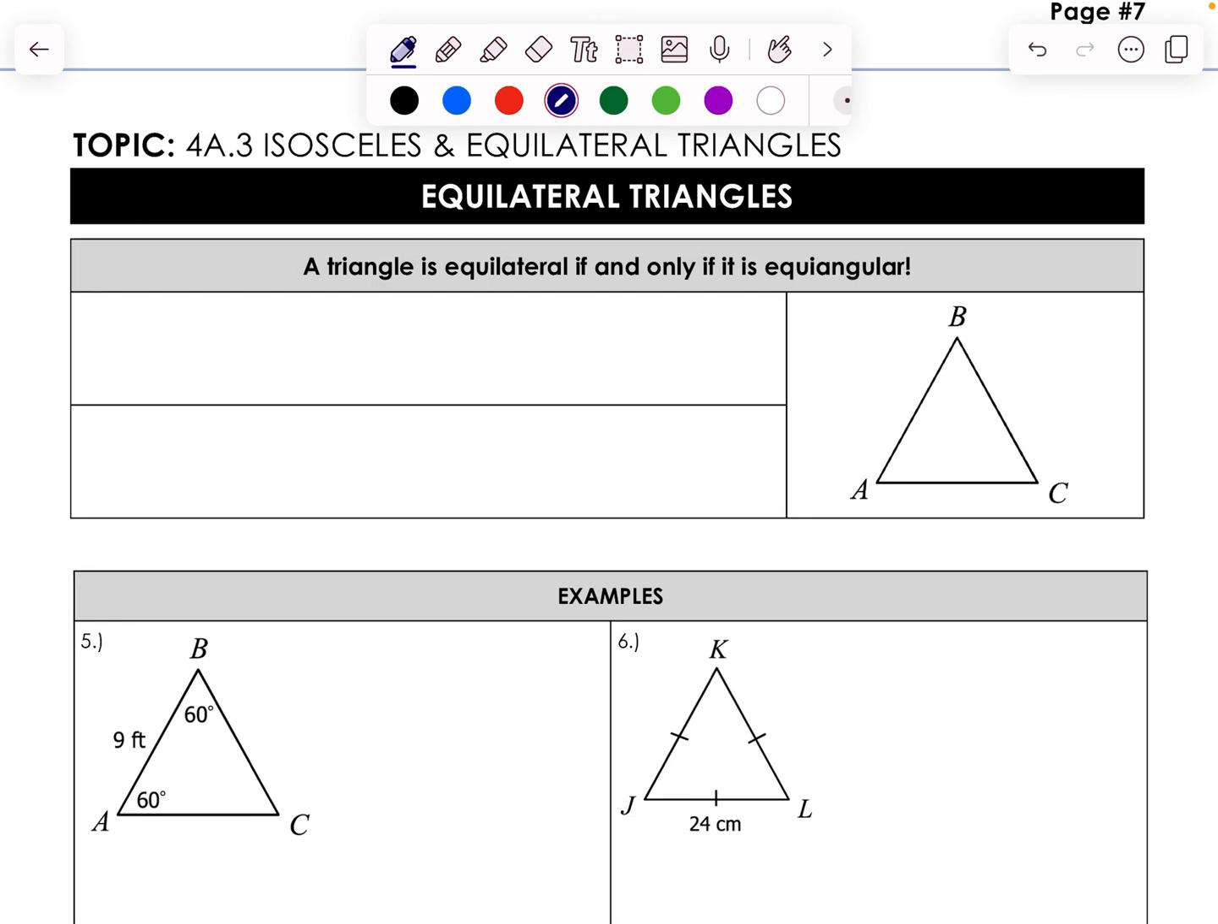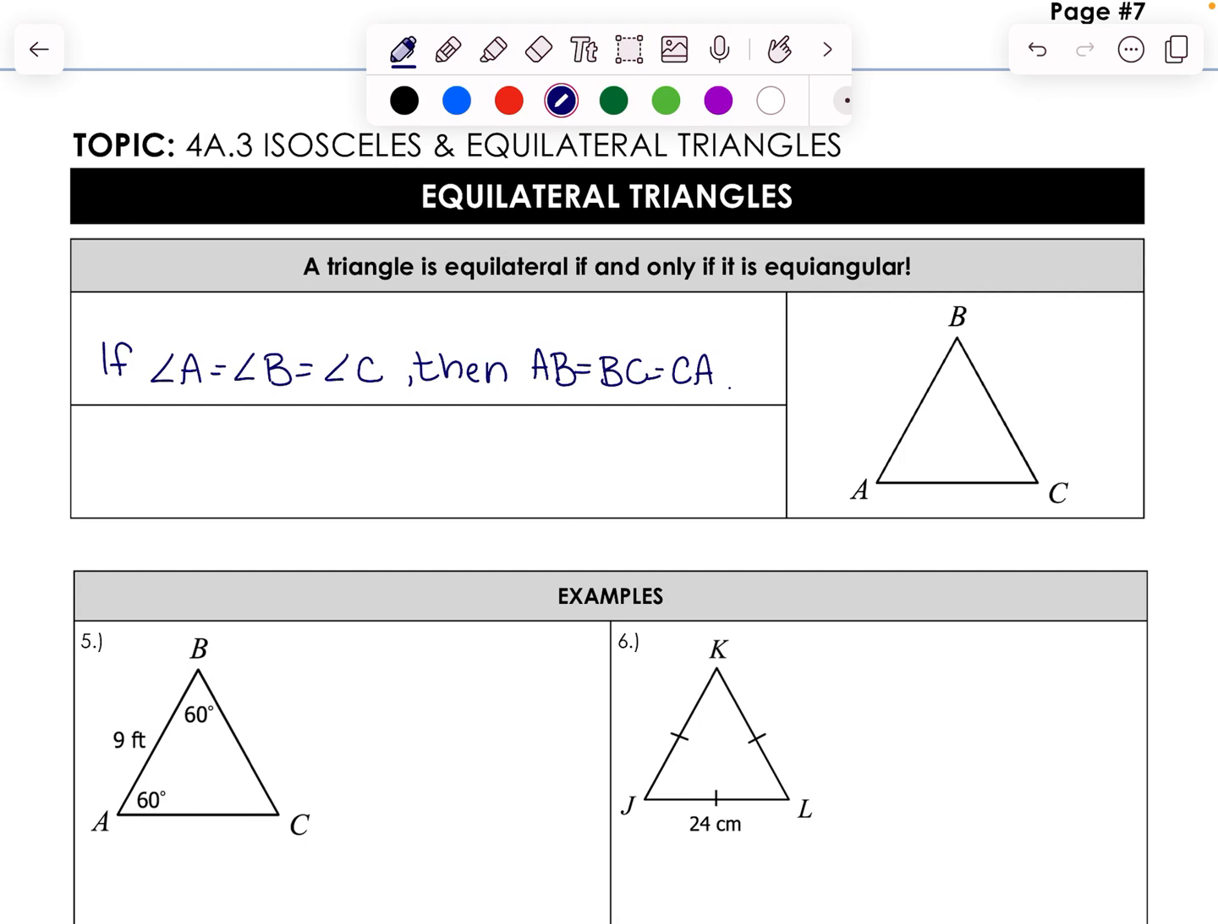A triangle is going to be equilateral if and only if it is equiangular. Okay, so we've heard that if and only if before. That's our biconditional. So let's go ahead and break it up. So basically what that is saying is that if angle A is equal to angle B, which is equal to angle C, then you can say the sides are congruent. So then AB would equal BC, which would equal CA.